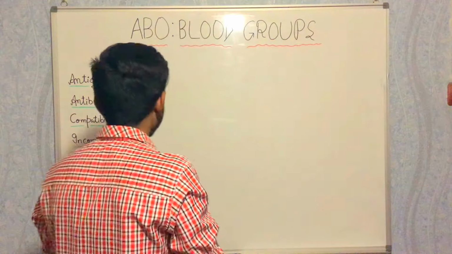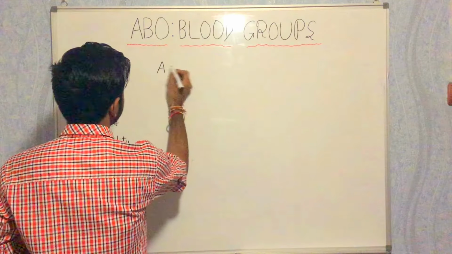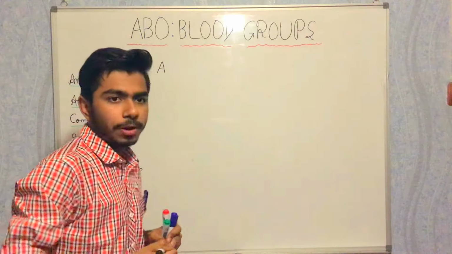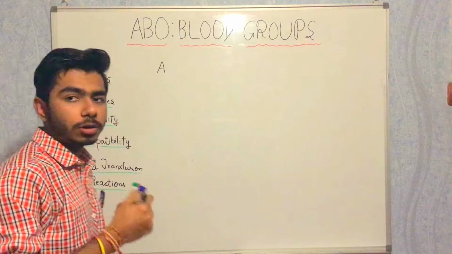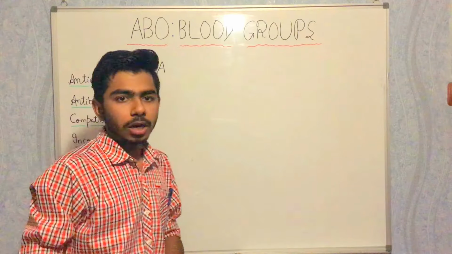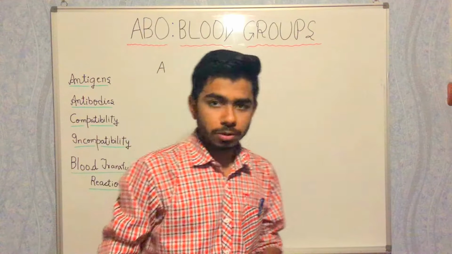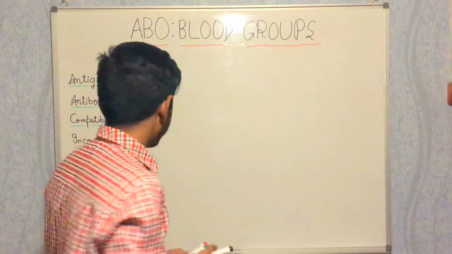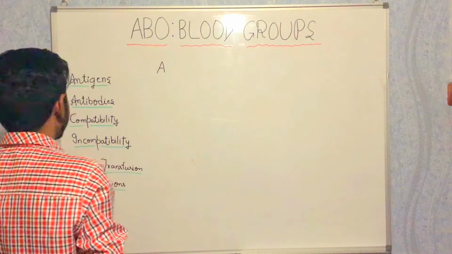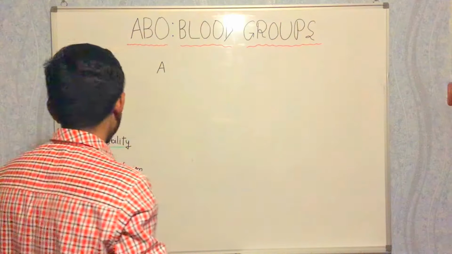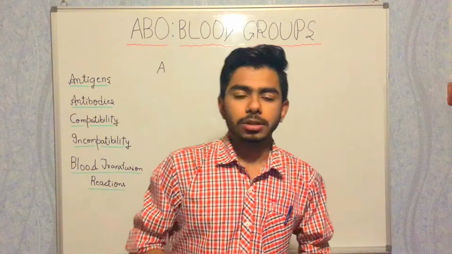Before talking about blood group A, I will talk about the antigens, which are also called agglutinogens, because these antigens are responsible for the clumping in blood transfusion reactions if there is any incompatibility with the blood groups. So we will talk about the antigens, the antibodies of the blood groups, then the compatibility and incompatibility of the blood groups, and in the last we will talk about the blood transfusion reactions, that is, what could be the severe reactions while transfusing the blood.